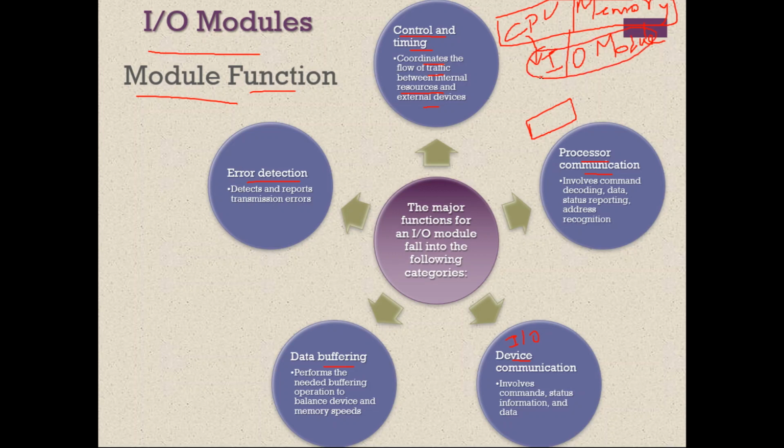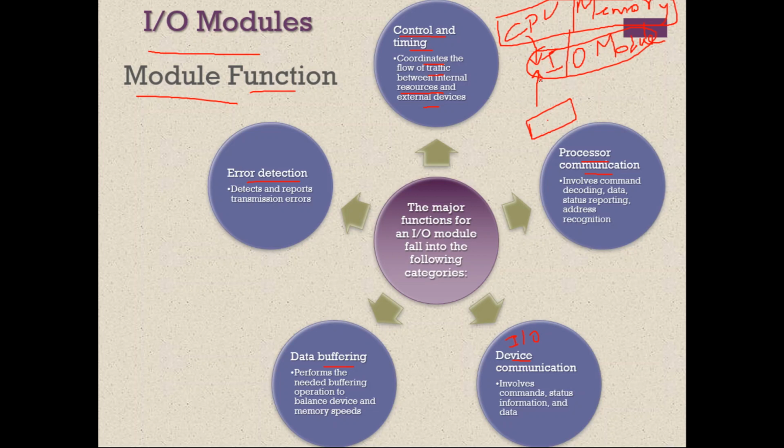Or sometimes the IO module may want to send something to the CPU. Say this IO is a keyboard. The user is typing something, and it should go to the CPU. But the keyboard is a very slow device. It will send data at a very slow rate. But the CPU is a very fast device. It wants data at a faster rate. Now somebody should coordinate this. This coordination will be done by the IO module.